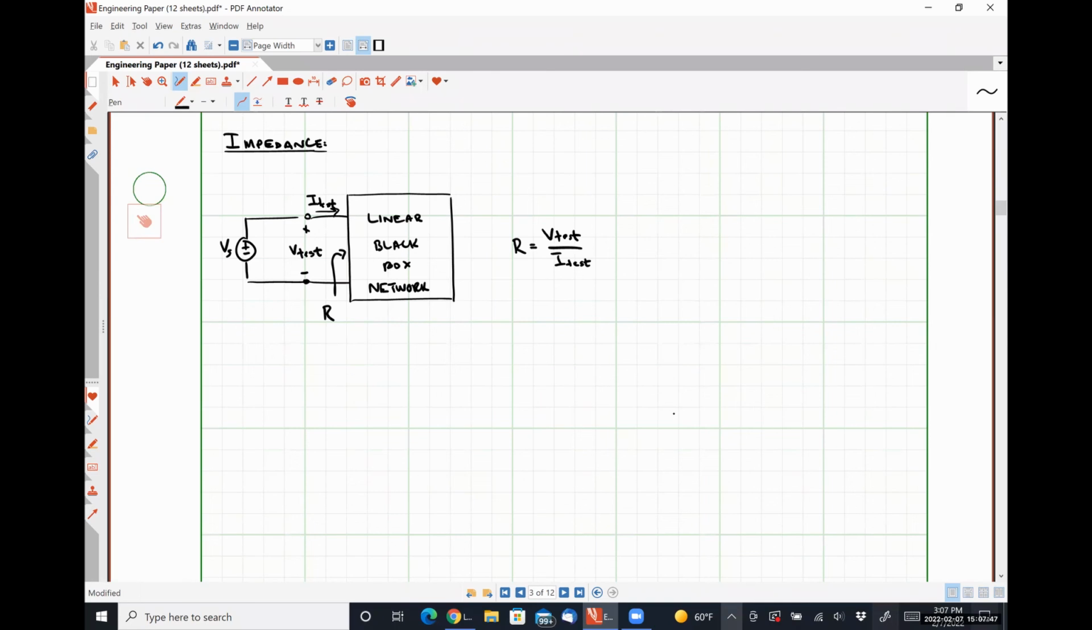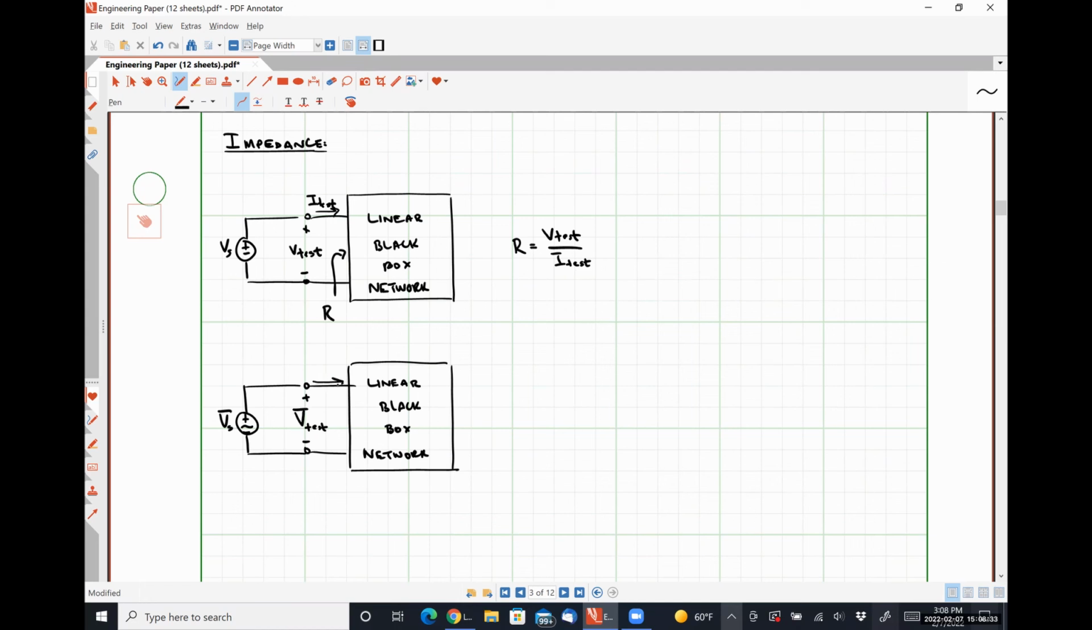Well, in the frequency domain, if we take a linear black box network and we apply a phasor voltage, and we measure a phasor voltage V test across the terminals of our network and measure a phasor current I test flowing through our network, the ratio of the phasor voltage to the phasor current is what's known as impedance.